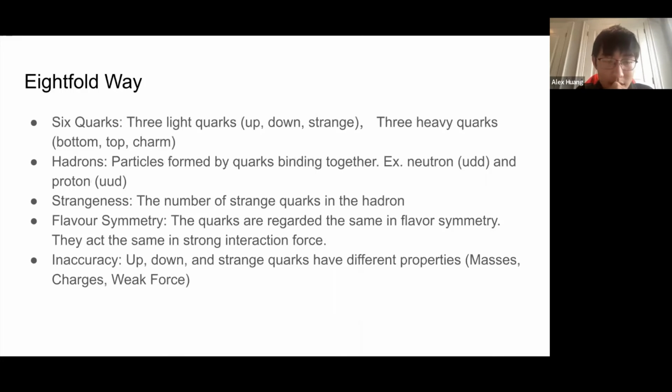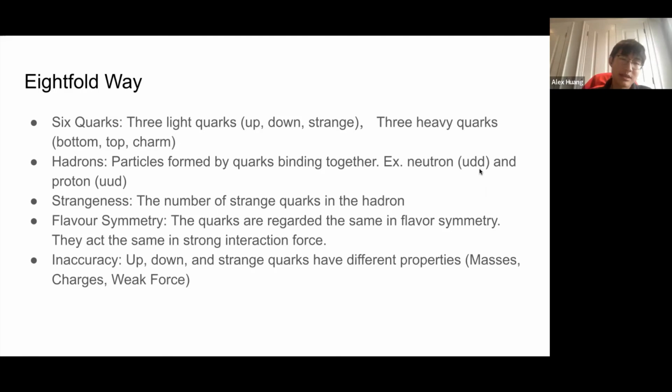So what it actually does: first of all, in particle physics, there are actually 6 different quarks, 3 light quarks and 3 heavy quarks. The 3 light ones, which are our focus right now, are up, down, and strange. And what I mean by light and heavy is in terms of the mass of a proton. And hadrons is another terminology we use, which are the particles formed by quarks binding together. For example, a neutron is made up of 2 down quarks and 1 up quark, and a proton is made up of 2 up quarks and 1 down quark.